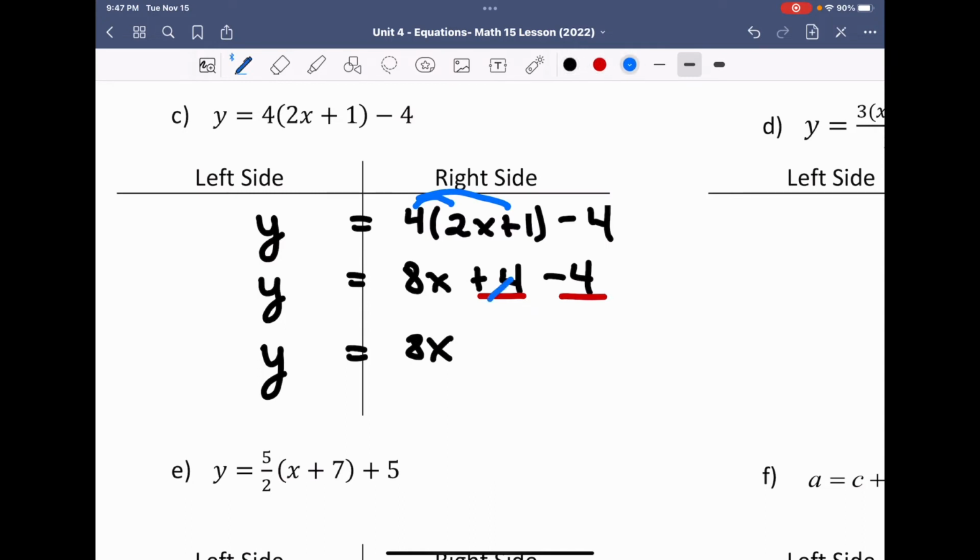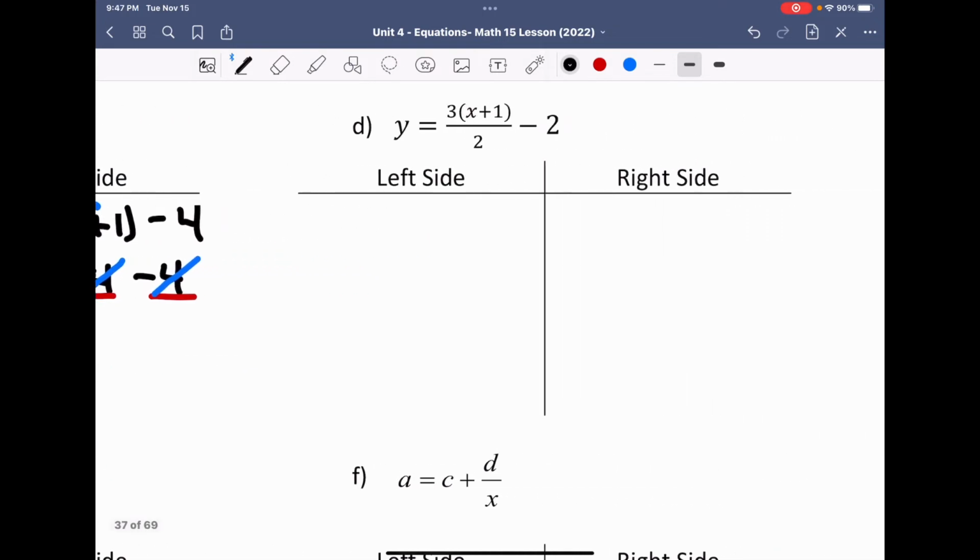Now, the thing that is attached to the x, in this case 8, is being multiplied, so we need to divide both sides by that value. Therefore, we get y over 8 is equal to x. Okay, let's go over to example D.